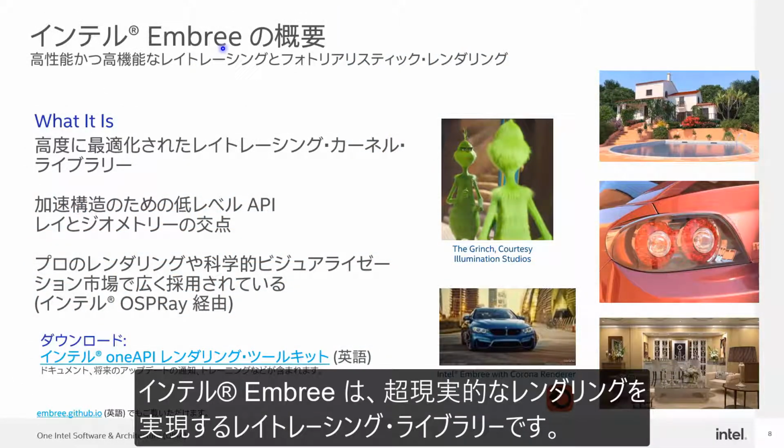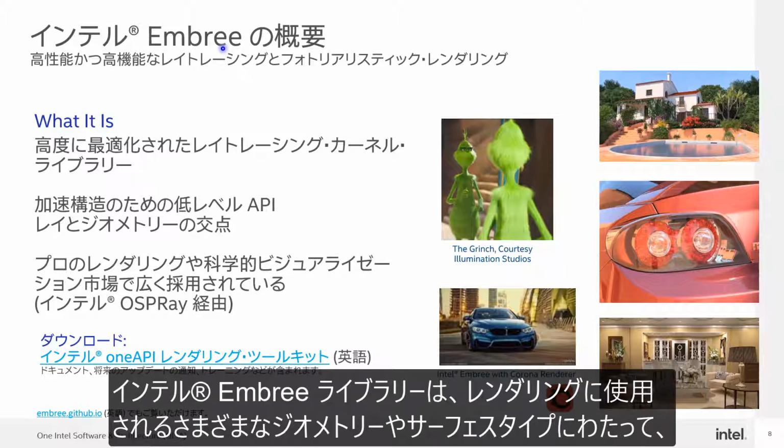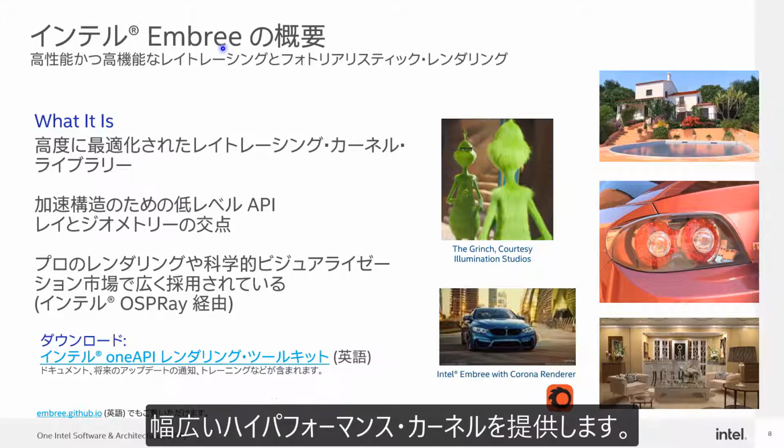Embree is our core ray tracing library that provides hyper-realistic rendering. Hollywood movies have been made using Embree. In fact, Embree received an Oscar Award for Technical Achievement in 2021. The Embree library provides a wide breadth of high-performance kernels across many geometries and surface types used in rendering.